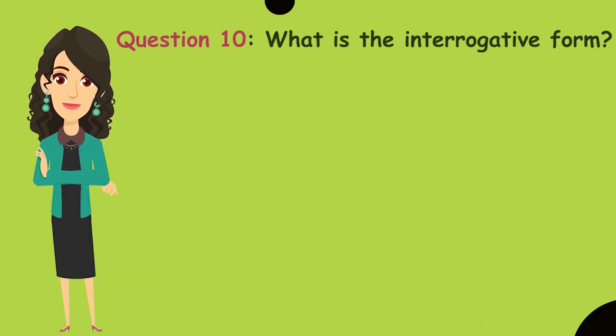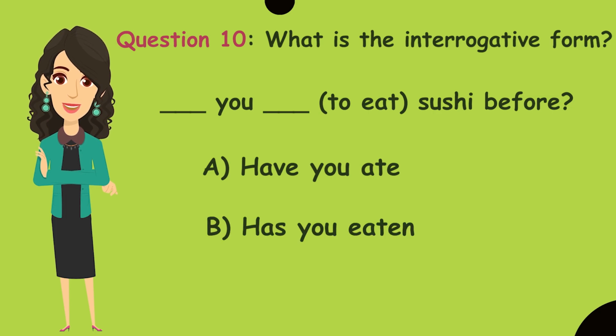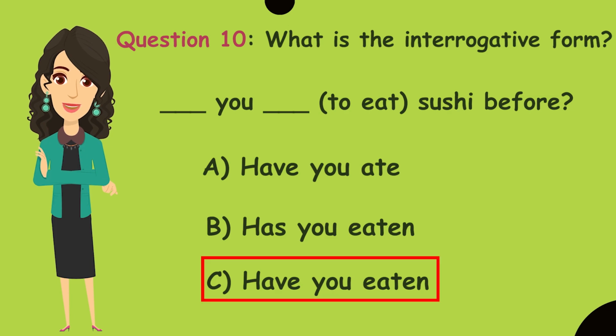Question 10. What is the interrogative form of this sentence? You, to eat sushi before? Have you ate? Has you eaten? Have you eaten? The correct answer is C. Have you eaten sushi before?